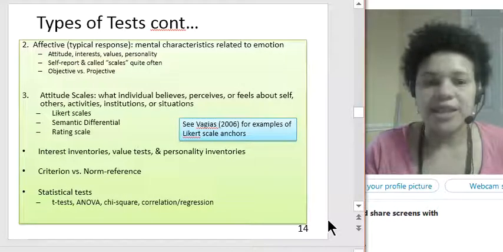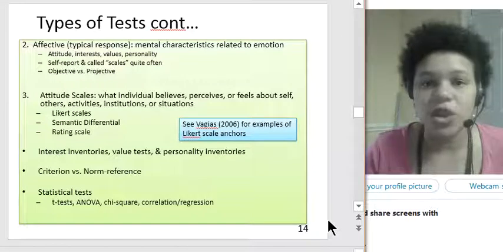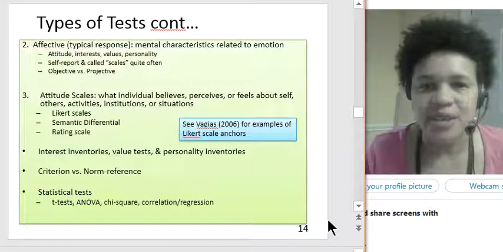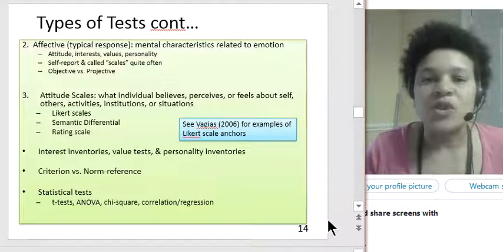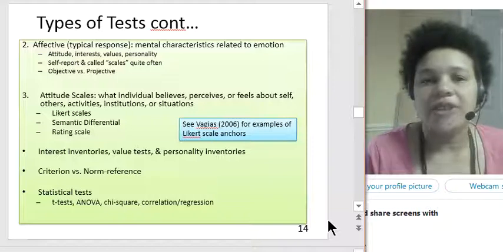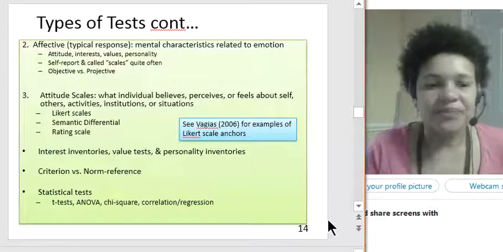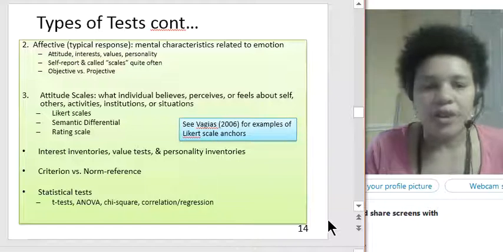That's a norm reference test. And for norm reference tests, we generally get a percentile score. You scored as well as or better than 90% of folks. If you were average, you scored as well as or better than 50% of folks, okay, who took the test or who were in our norm group.